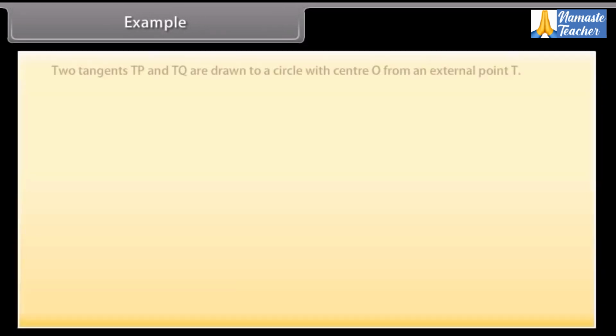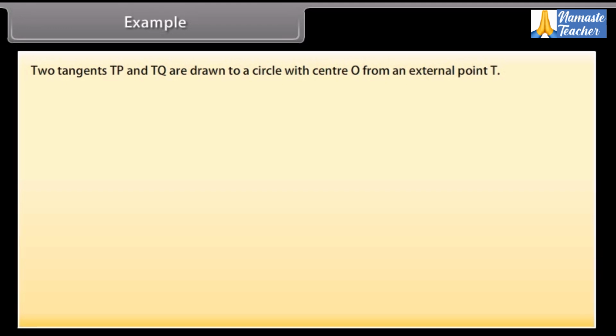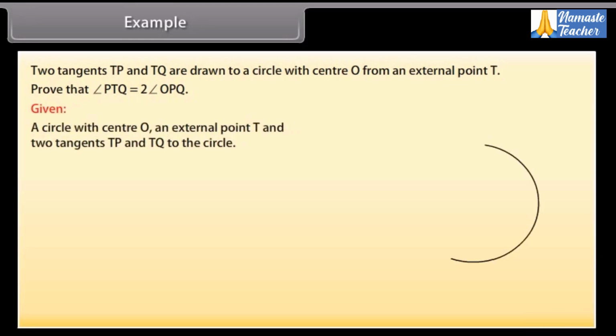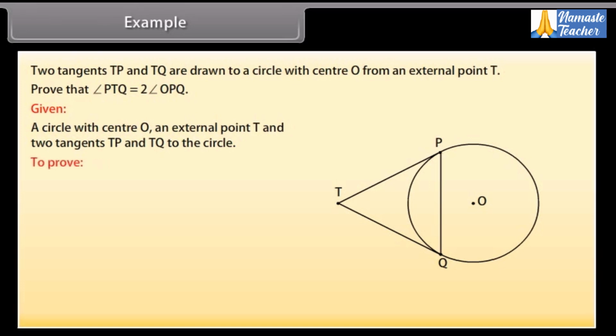Example. 2 tangents TP and TQ are drawn to a circle with center O from an external point T. Prove that angle PTQ is equal to 2 angle OPQ. We are given a circle with center O, an external point T, and 2 tangents TP and TQ to the circle where P and Q are the points of contact. We need to prove that angle PTQ is equal to 2 angle OPQ.